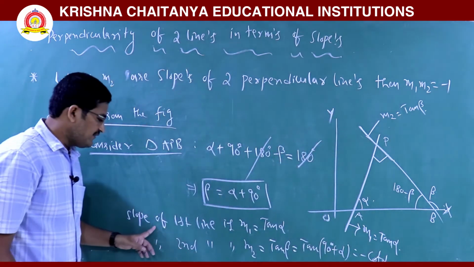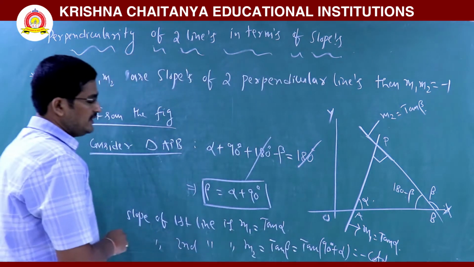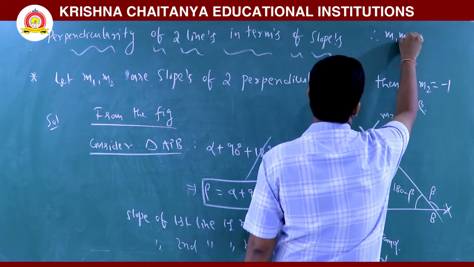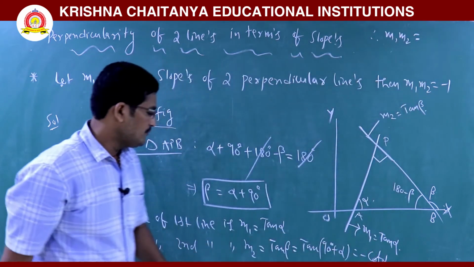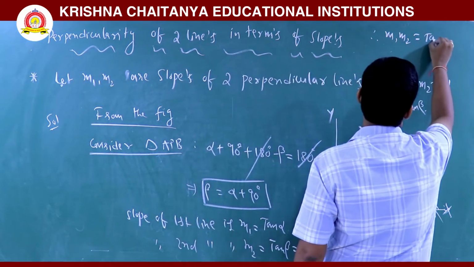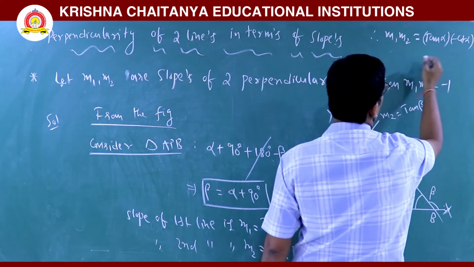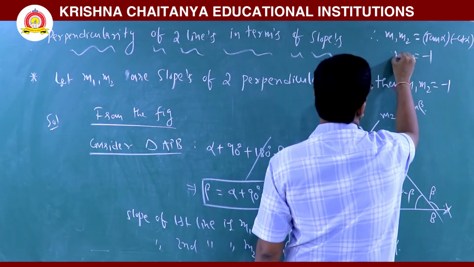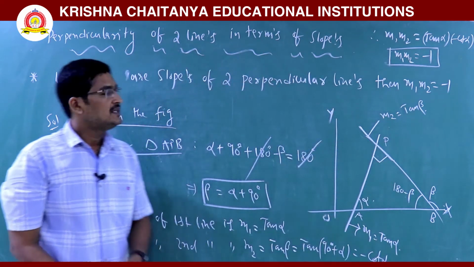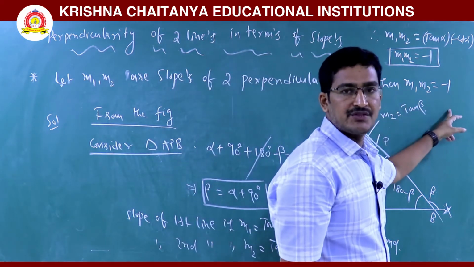So the slope of the first line is tan alpha. The slope of the second line is minus cot alpha. Then what is m1 into m2 here? m1 into m2 is equal to tan alpha into minus cot alpha. Tan theta into cot theta is 1, you know. So this is minus 1. So m1 into m2 is equal to minus 1. You have to remember that one. If m1, m2 are the slopes of two perpendicular lines, then m1 into m2 is equal to minus 1.